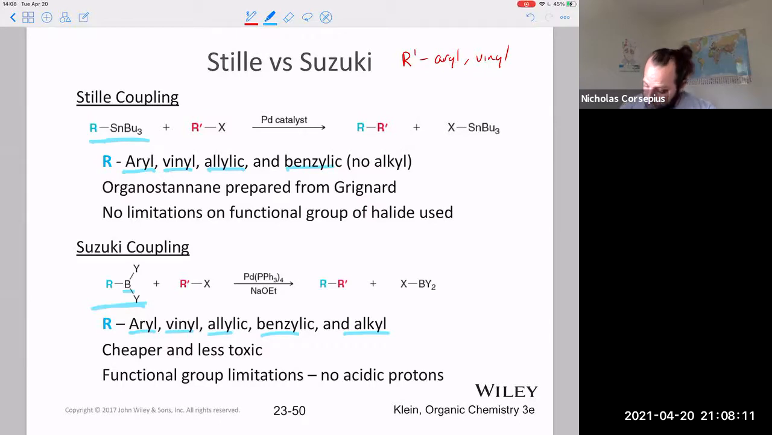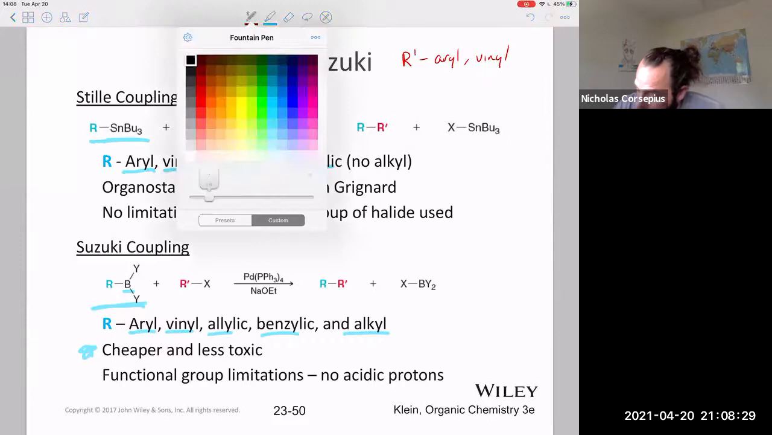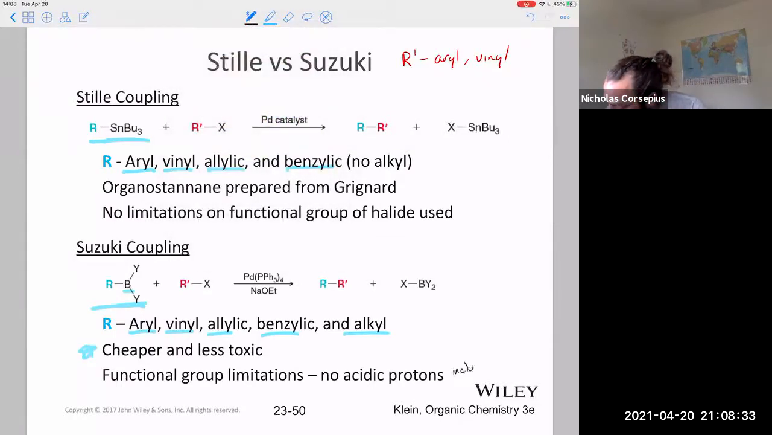Suzuki is actually preferable in the sense that it is cheaper and less toxic. So when would you ever use Stille coupling over Suzuki coupling? The key thing here is that there are no limitations on the functional group of the halide for Stille coupling, whereas with Suzuki coupling, you can't have any acidic protons, and this includes ketones and aldehydes, which we don't really consider to be acidic in most settings. But the bottom line is that in these Suzuki reactions, if you had a ketone or an aldehyde, you would end up having side reactions of aldol addition and condensation. So that's really the limitation: you would use Stille over Suzuki when you have other functional groups that are incompatible with the Suzuki reaction.